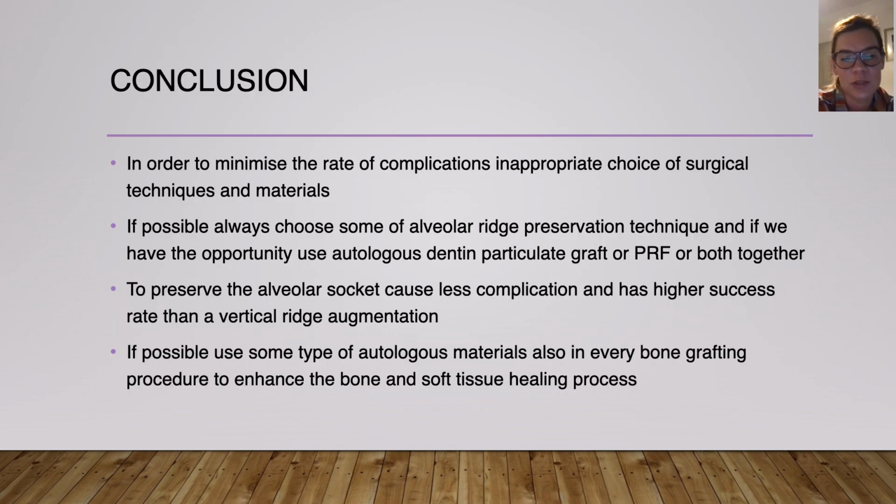As a take-home message or as a conclusion of my lecture, I would like to tell you that in order to minimize the rate of complications, it is very important to make an appropriate choice of the surgical techniques and the materials. If it is possible, always choose some alveolar ridge preservation techniques, because if we have the opportunity to use the own tooth of the patient as a dentin graft and use it with the PRF, we could enhance the healing process very well. And also when we are able to preserve the dimension of the alveolar socket, it is an easier surgery, like the vertical augmentation, for example, and it has fewer complications.